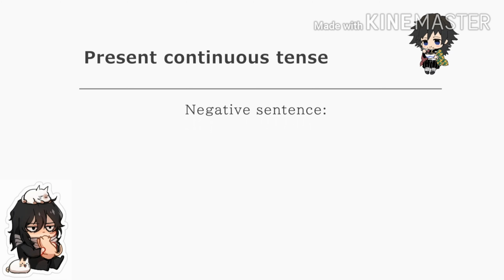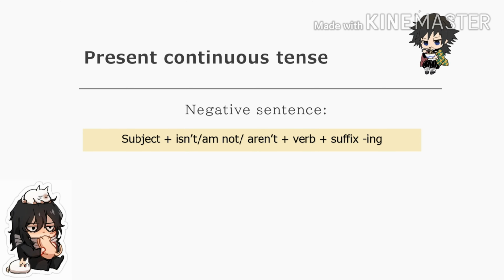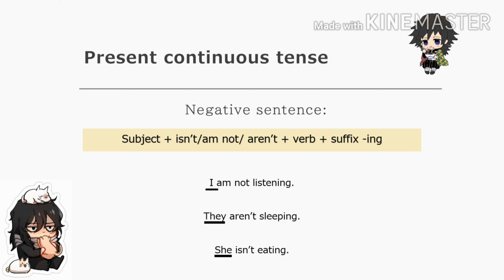Now the negative sentence would be subject plus isn't, am not, or aren't plus verb plus suffix ing. I am not listening. They aren't sleeping. She isn't eating. I, they, and she here are the subjects, while three of them would either use am not, aren't, or isn't. Lastly, listening, sleeping, and eating are the verbs.